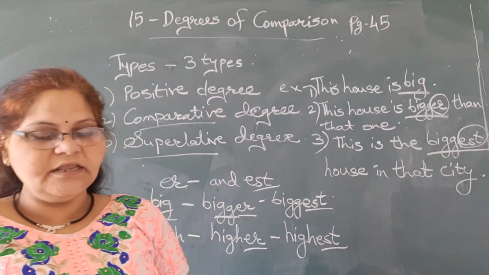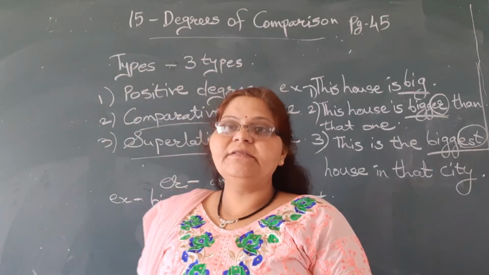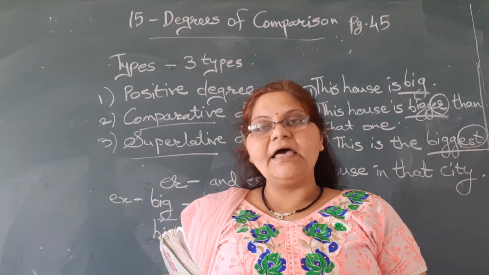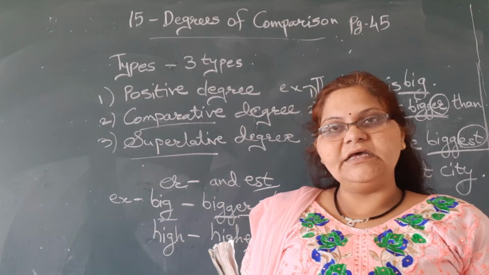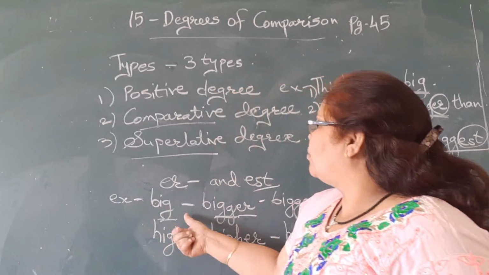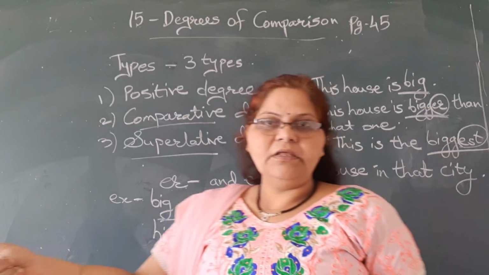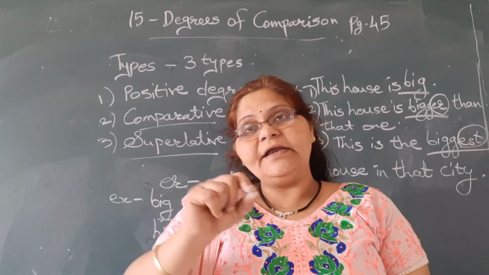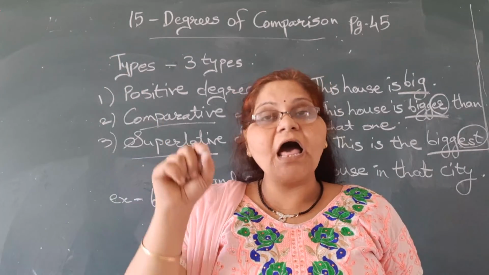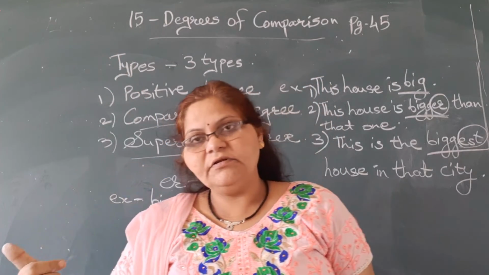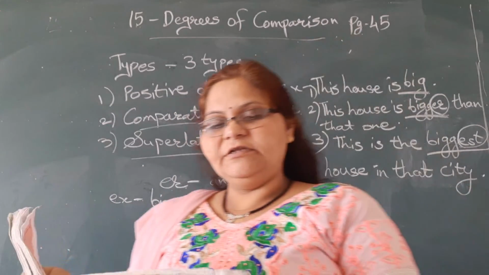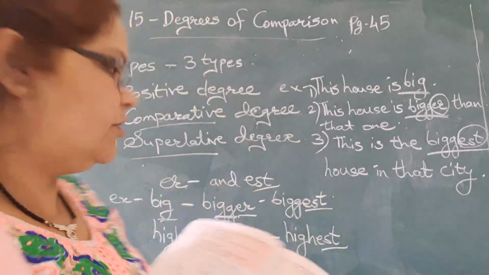Now, words ending with Y. Most of the words that end with Y, we remove Y and then add IER and IEST. I will give you an example so you can understand that. When the word ends with Y, we don't have to write Y. We have to write I, and again ER or EST as the superlative degree.